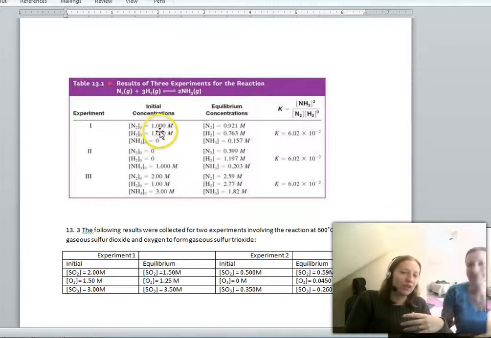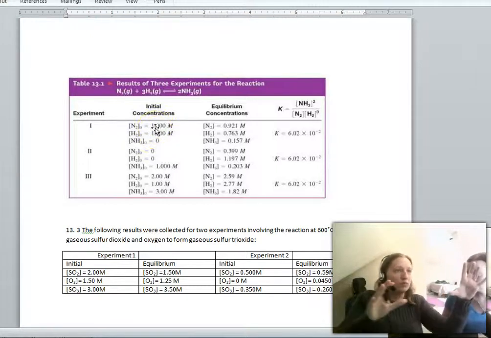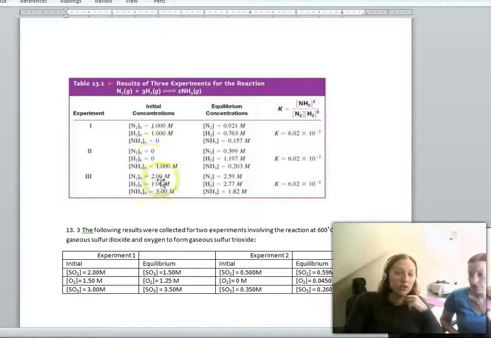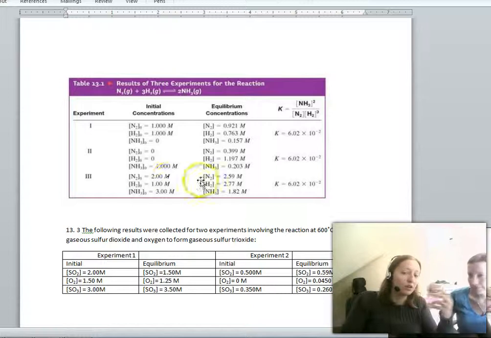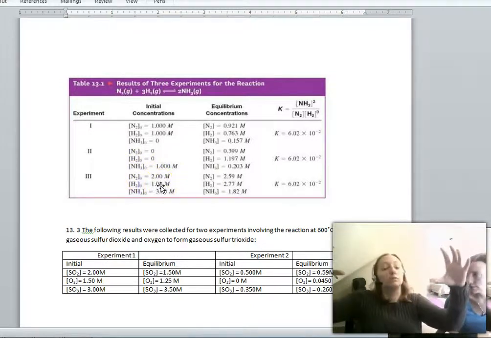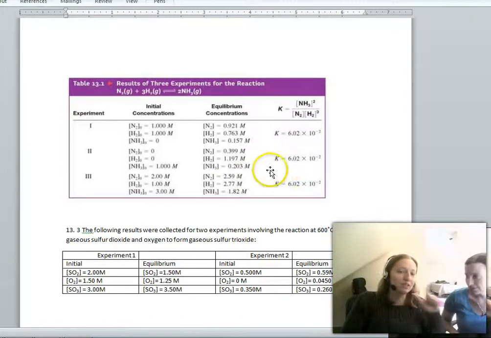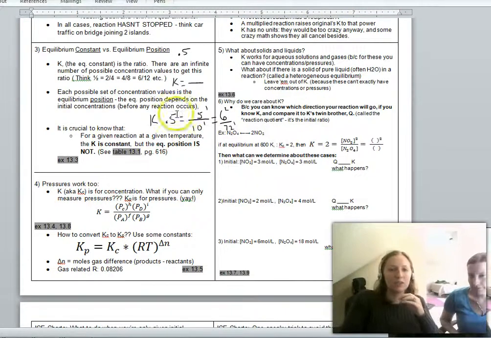You can put into your container only reactants and it will end up with that K. Or you can put into your container only products and it will end up with that K. Or you can put in a mixture of reactants and products and it will give you the same K as long as it's the same temperature and the same reaction. So there we go. That's that.